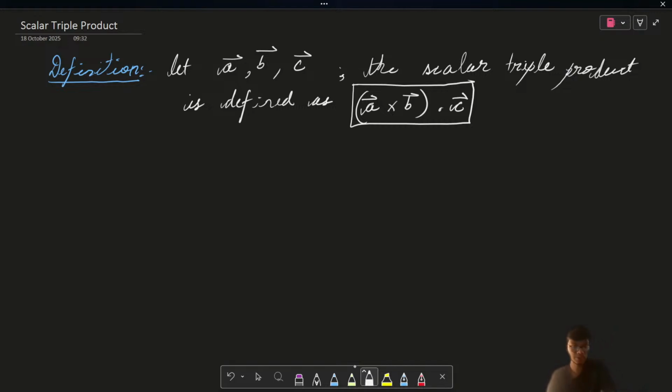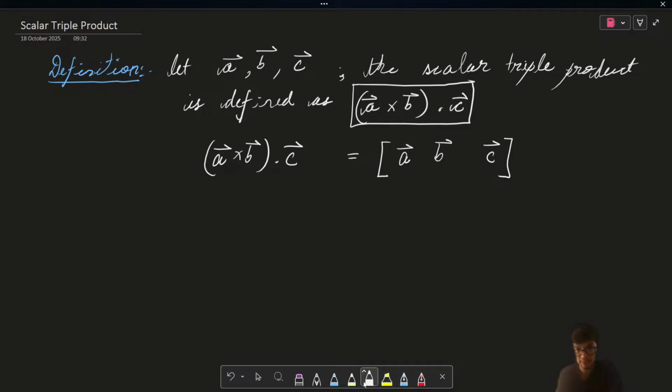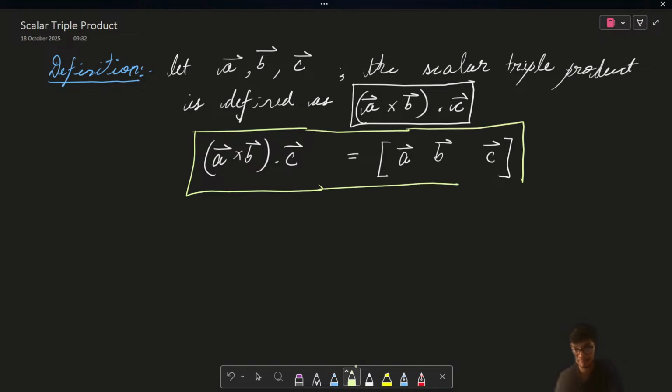In shorter notation, we represent this by a box of A vector, B vector and C vector. So this is what is defined as the scalar triple product. Whenever we write this kind of expression, it refers to the same thing. I hope this part is clear to all of you. So this is how we represent or define a scalar triple product.